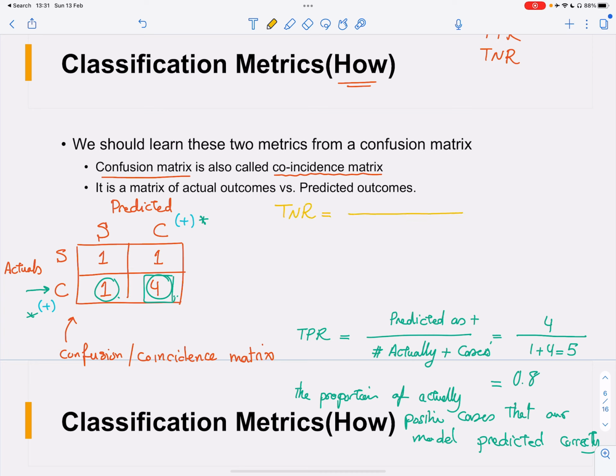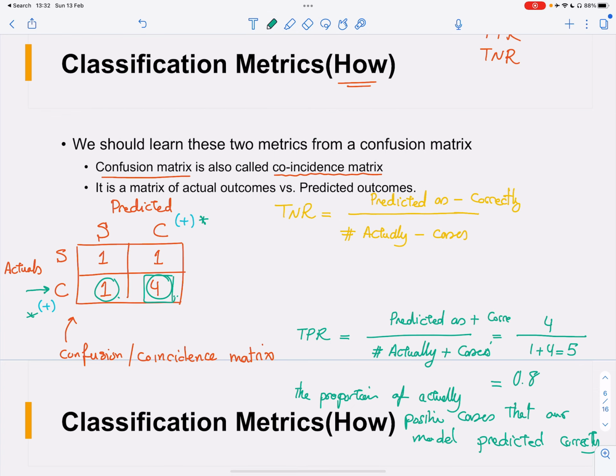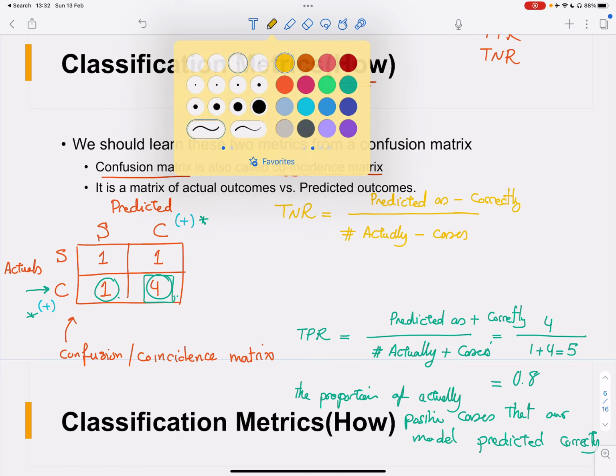This is equal to the number of actually negative cases over the number of correctly labeled negative cases, okay, or predicted as negative correctly. So let me add also this correctly here. This is not just predicted as positive, but predicted as positive correctly.